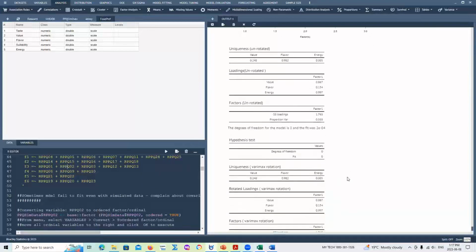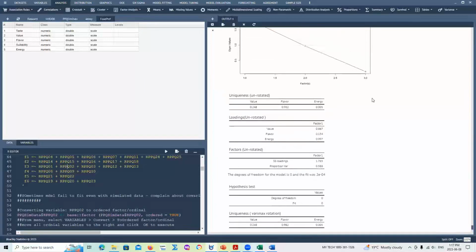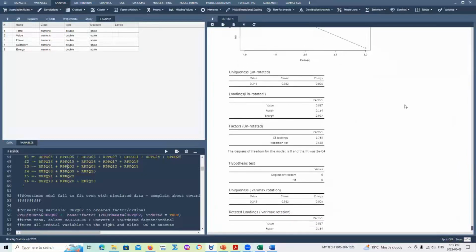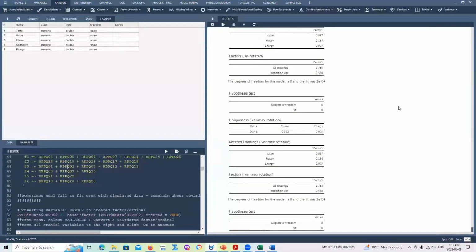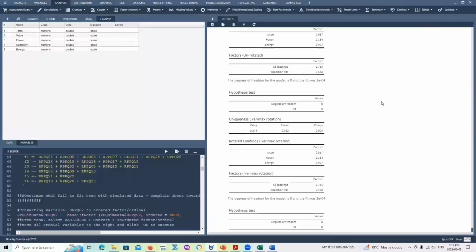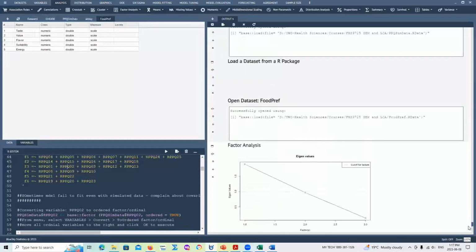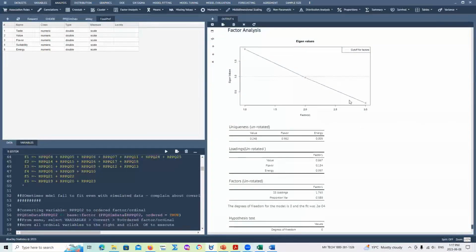The first one is retained, isn't it? It's above one. I see what you mean. Oh, you're right. One factor is retained. Sorry, it's one factor. But you see, here there's no elbow. When there's no elbow, there's no justification. Well, I can use the justification of greater than one. But once one is greater than one, the other two are going to be less than one because the sum is three.